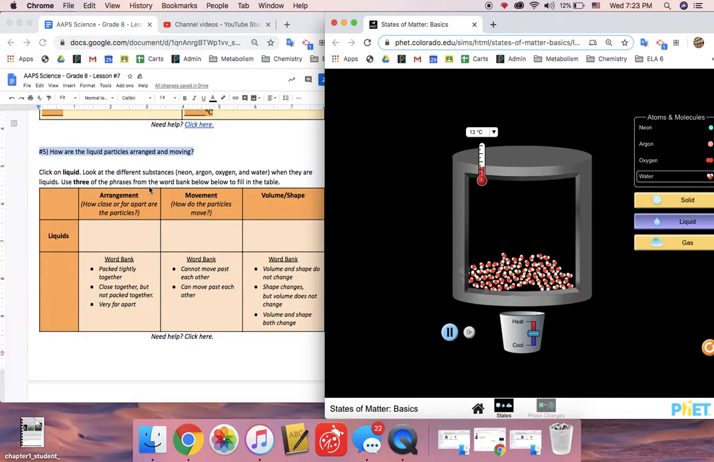Use 3 of the phrases from the word bank below to fill in the table. So, what do I notice about the arrangement? Are they packed tightly together, close together but not packed together, or very far apart? Well, I think I saw that when I cooled them down.